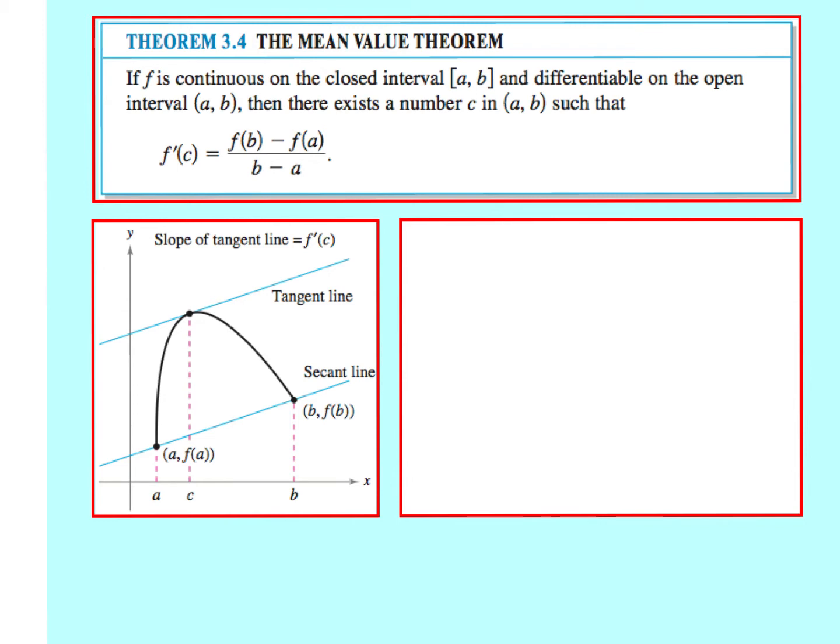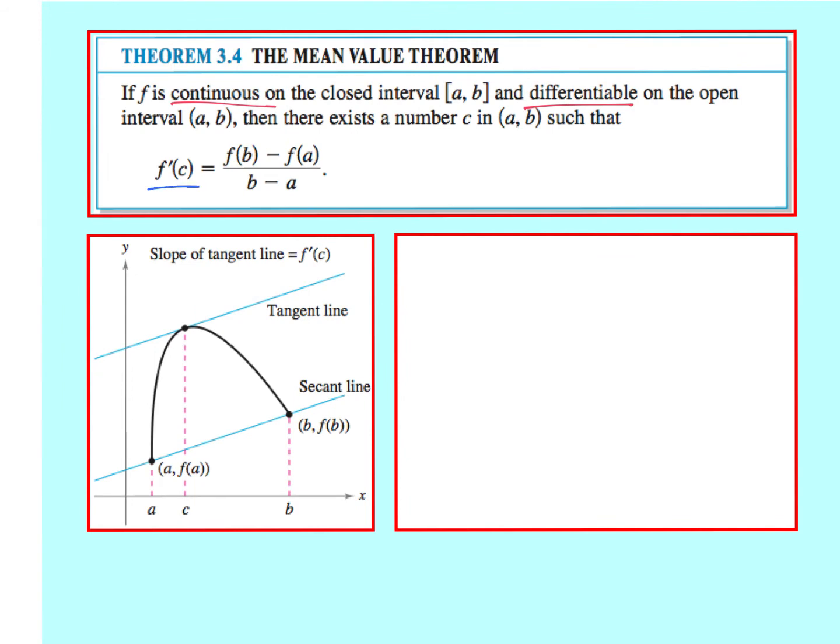If f is continuous, so I need a continuous function, and it has to be differentiable. So I need a continuous and differentiable function. Then, this is what I need you to write: f prime of c is equal to f of b minus f of a over b minus a. We were really doing this same theorem yesterday, except every time we did it, the slope of the secant line was 0 every time. Now it's not going to be.